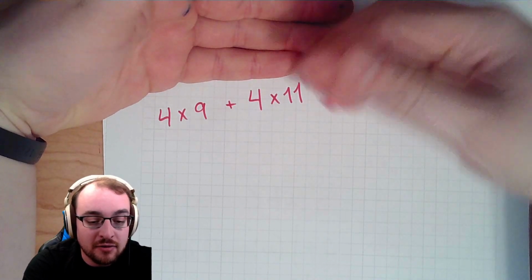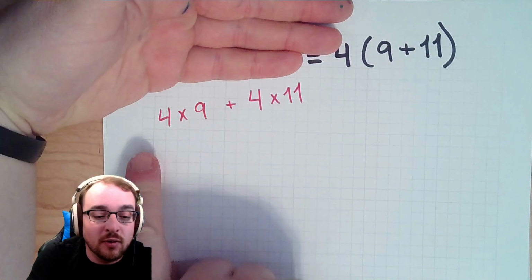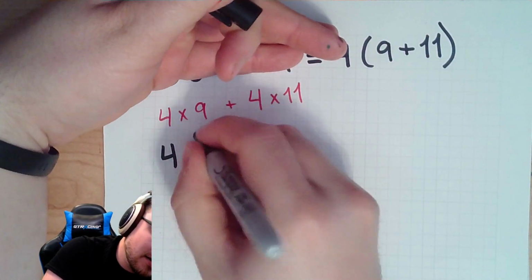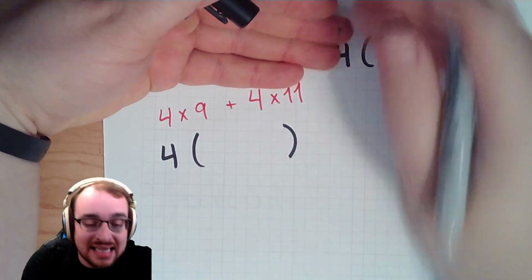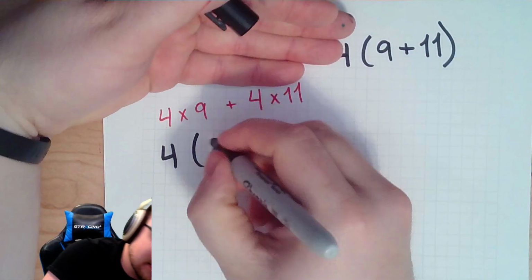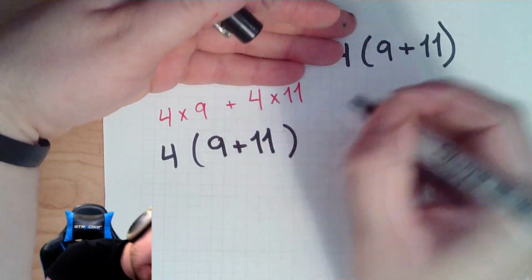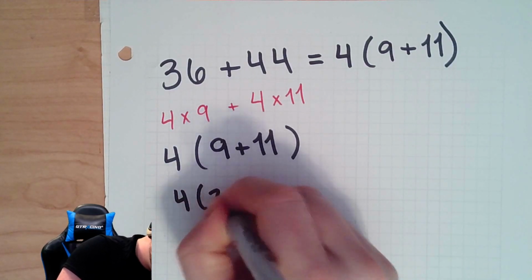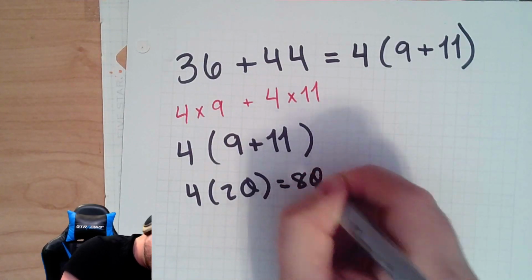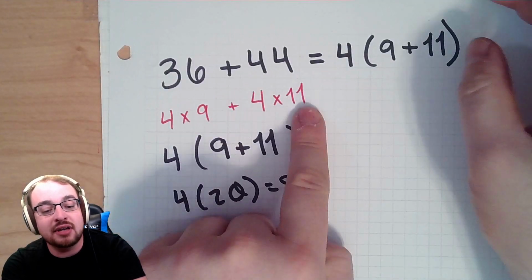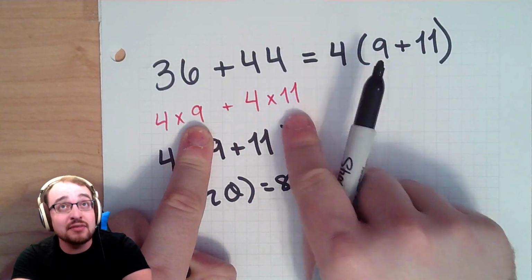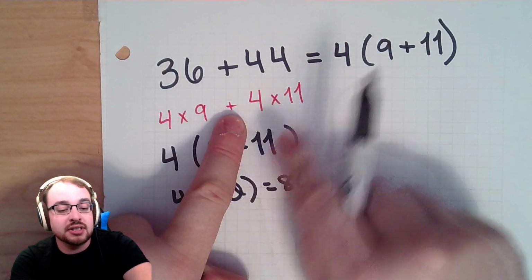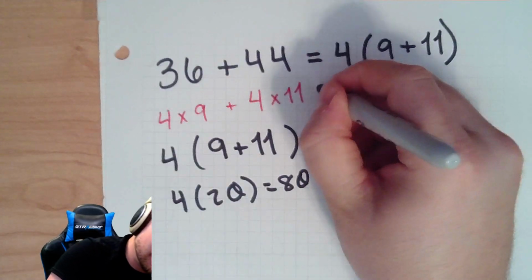So notice that we have a 4 in this term, right? And a 4 in this term. So if we pull out that 4, what we're left with is 9 plus 11. Or 20 4s. And you can see how 20 4s, which is 80, is the same as 9 4s plus 11 4s. Because of course, if I have 9 of something and 11 of something, in total I have 20 of that, right? So 9 4s plus 11 4s is the same thing as 20 4s.